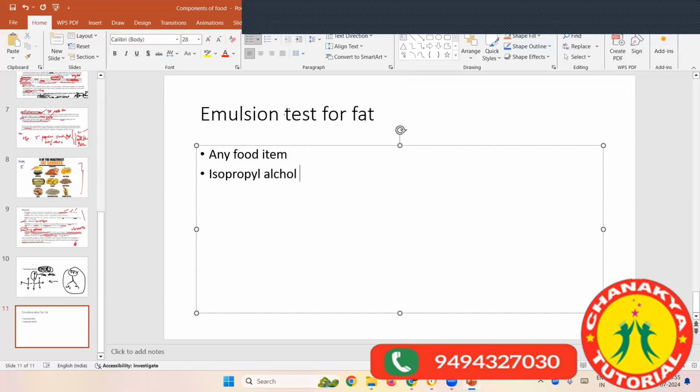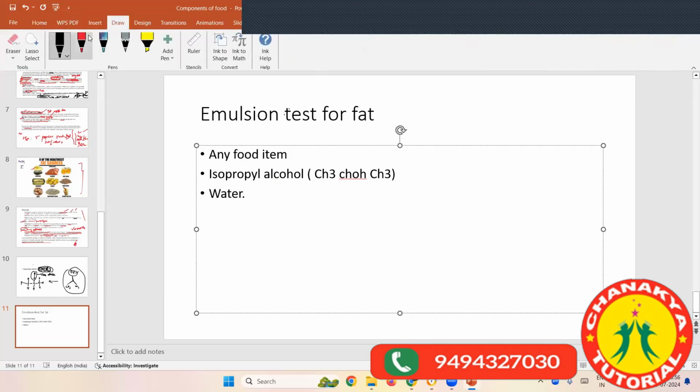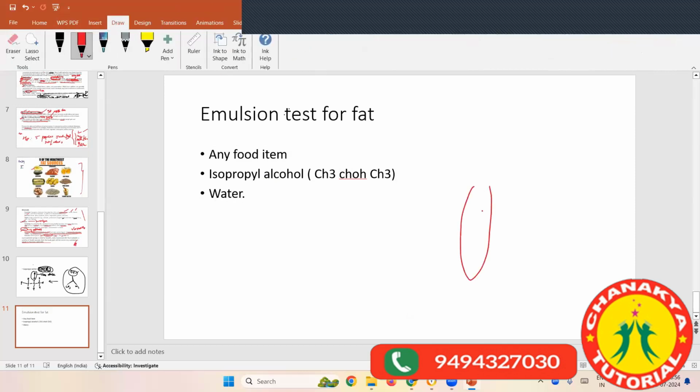Can you guys tell me the isopropyl alcohol's chemical formula? Ma'am, CH3, CHOH and CH3. Yes. And then we need water. And you know how to do the test, yeah? We saw in the video. You take the test tube, add the food component, and then you add 2 ml of isopropyl alcohol and 2 ml of water, based on the food item that you're taking.